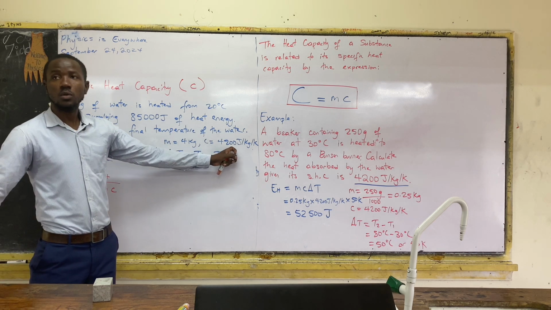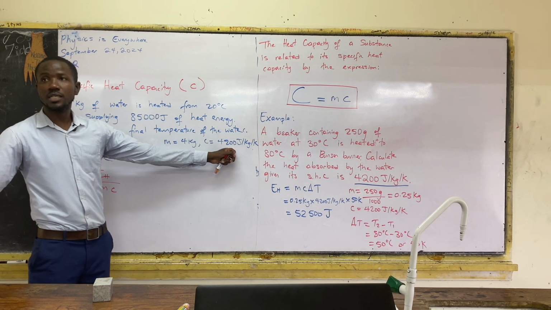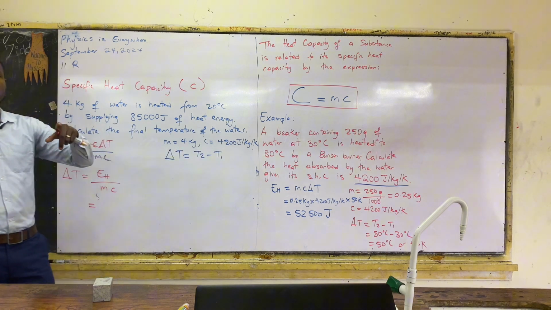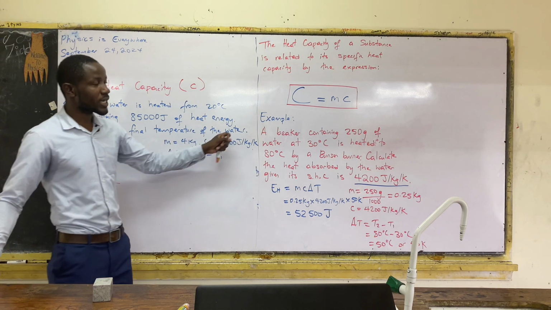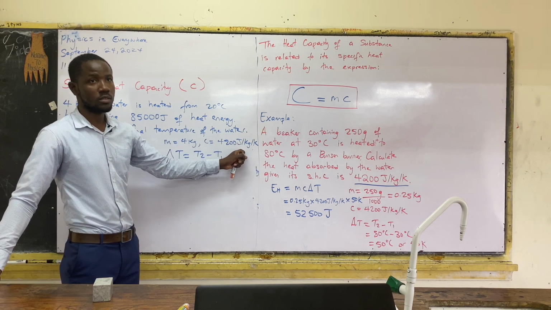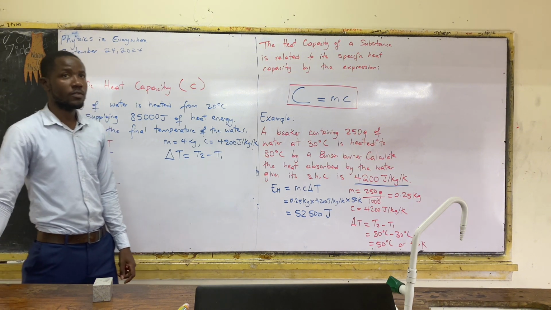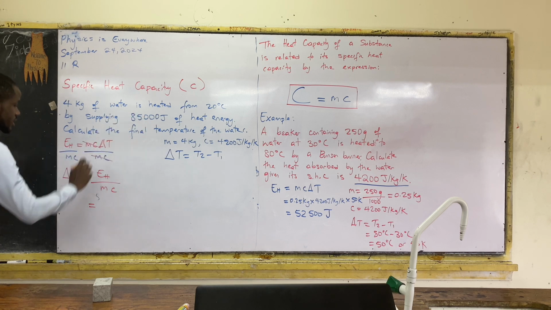That's for water. Water is always this. So in this case, we're talking about water, so we always use this as the specific heat capacity. It's joule per kilogram per Kelvin. It's always for water. So this number right here now becomes 85,000.